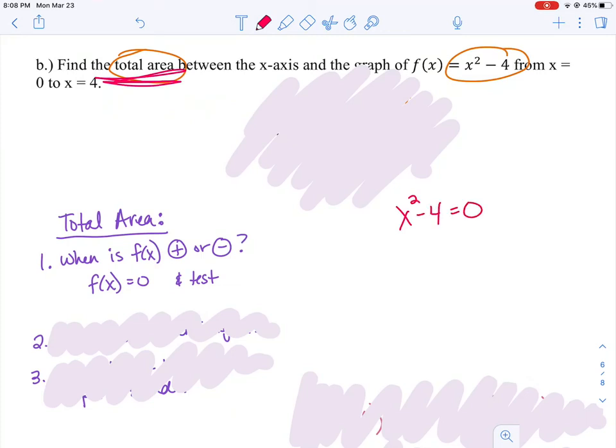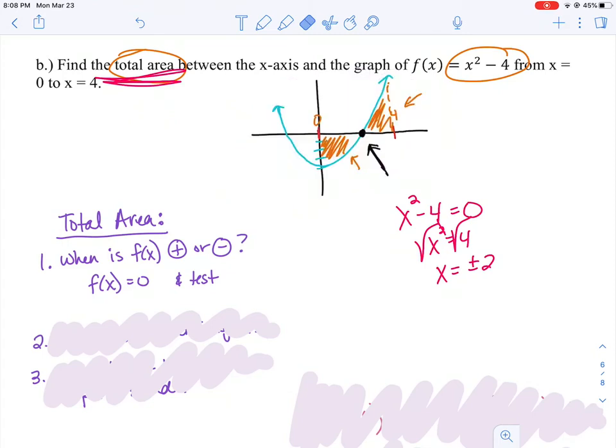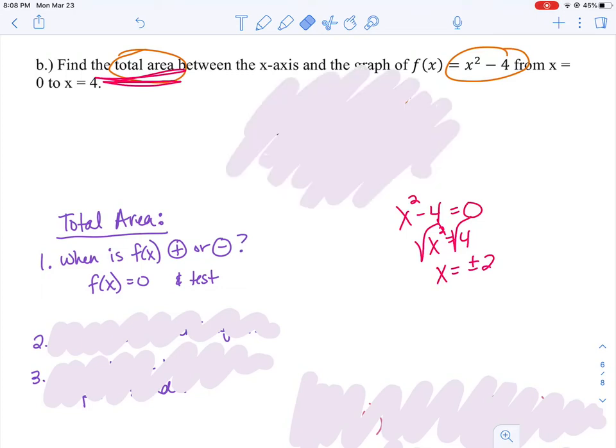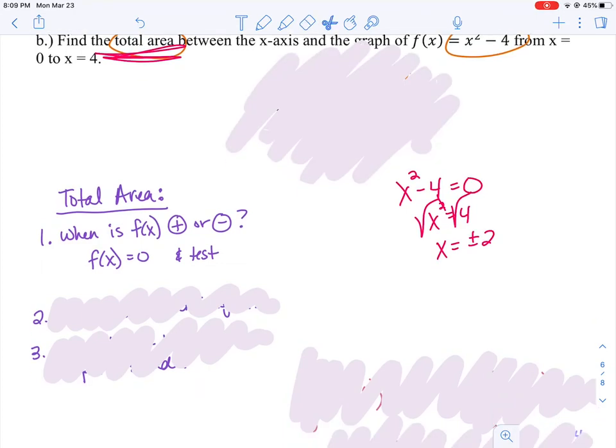Let's take our function, x squared minus 4, and figure out when it equals 0. Where does it touch that x-axis? I'm going to add 4 to both sides. I'm going to square root. Now be careful. I end up getting x equals plus or minus 2. And if you remember, back from our picture, doesn't it touch at both x equals negative 2 and x equals positive 2? We're not necessarily concerned with the negative 2 piece on this one, but we are concerned where it touches the x-axis at x equals positive 2. So we want to find the area from 0 to 4, but at x equals 2, right in the middle, it changes a little bit.